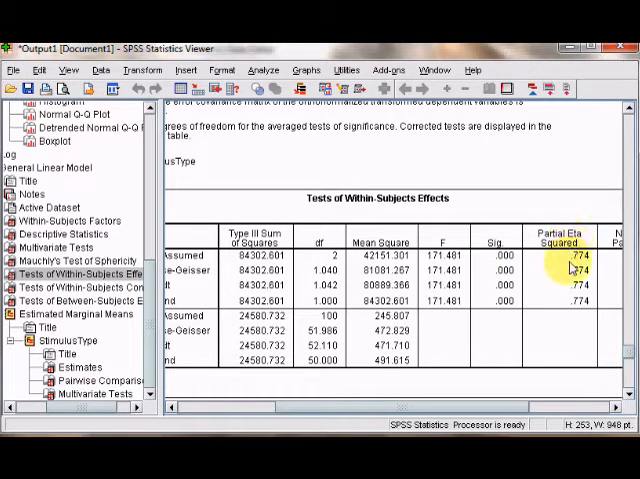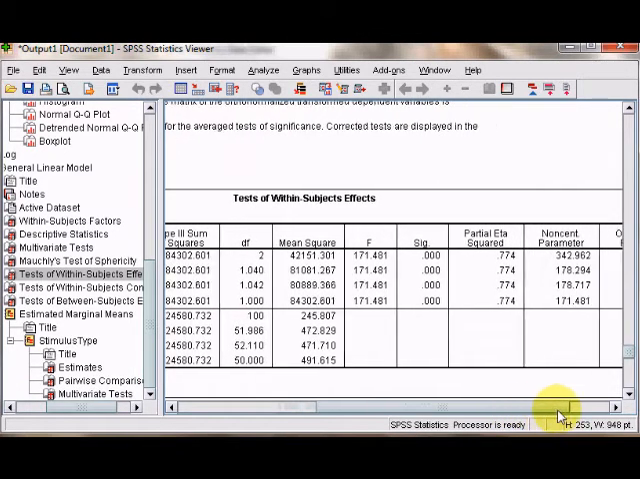In the next column you have partial eta squared. This is the effect size. 0.77 is a medium to large effect size. So there's a pretty big effect overall. So not only is it significant, it's large in its magnitude.